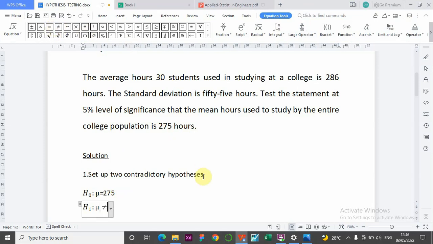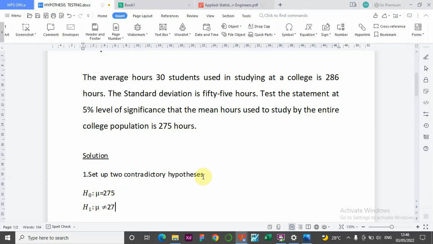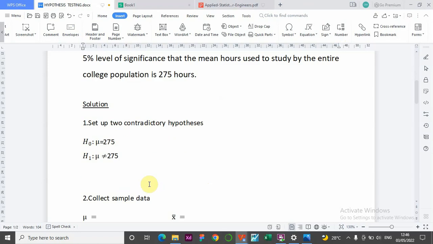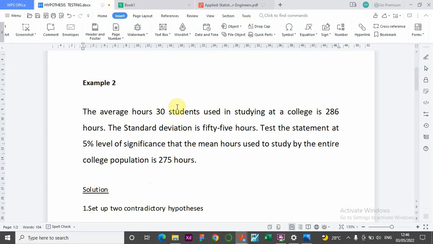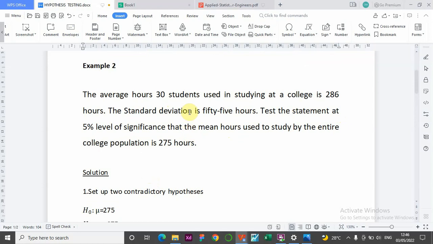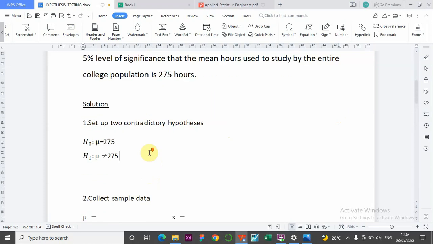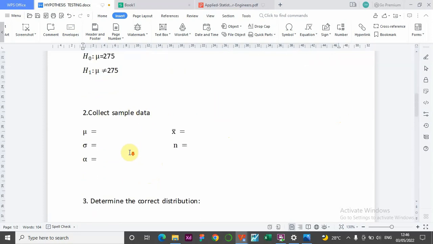So we have 275. This is a two-tail test, and this is a one-sample test, because we are given just one sample mean, just one population standard deviation, and we only have one sample size, which is 30. So the next thing, we need to collect sample data.